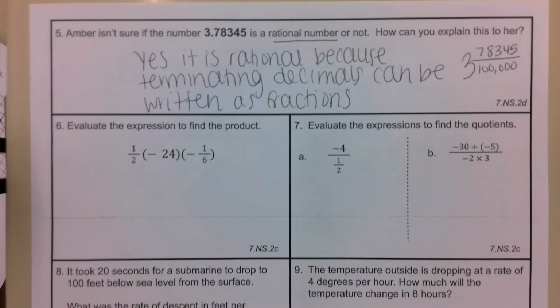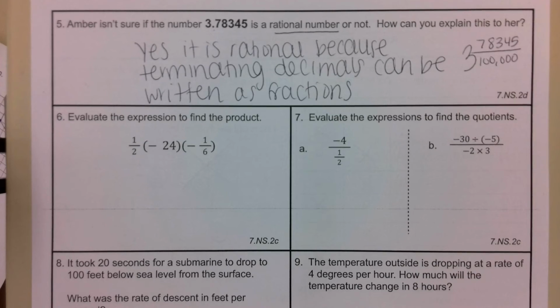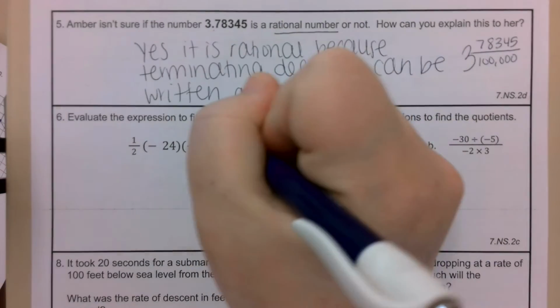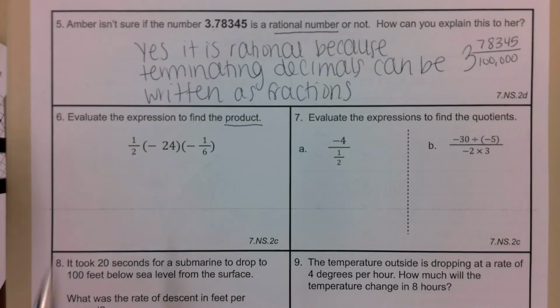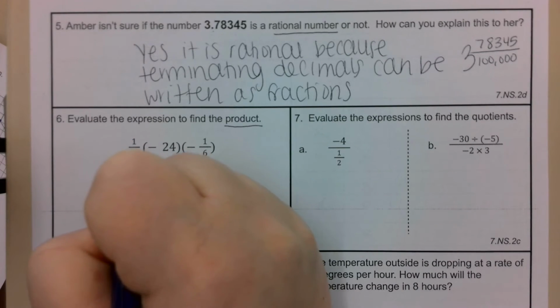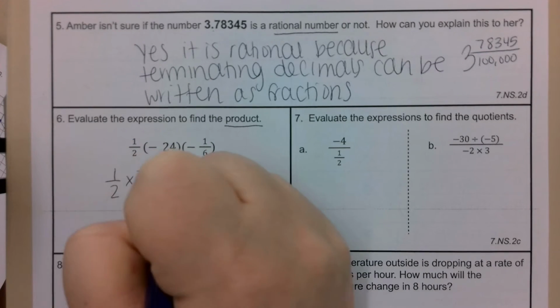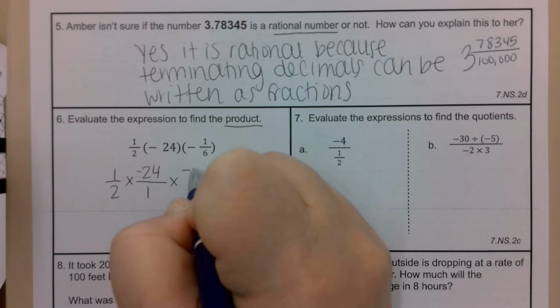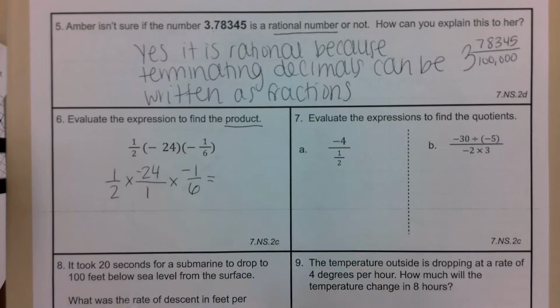All right, number 6. We need to multiply, because that's what the product means. And there's parentheses, so I know it's multiplication. First thing I need to do is change them all into fractions. 1/2 times negative 24 over 1 times negative 1 over 6.